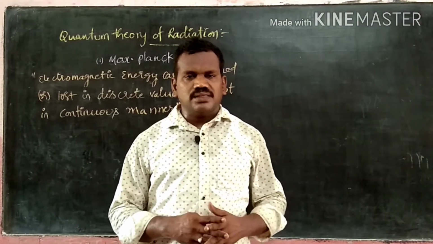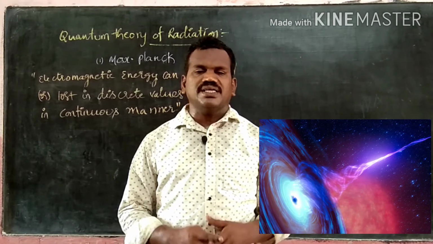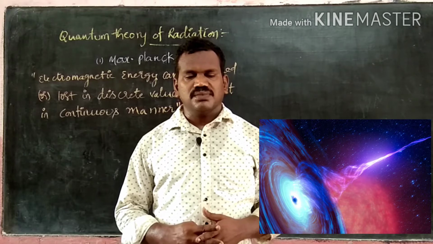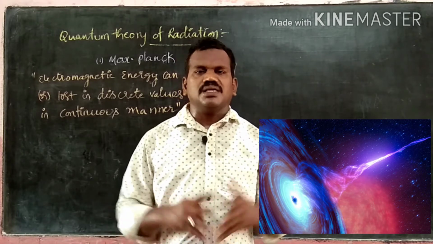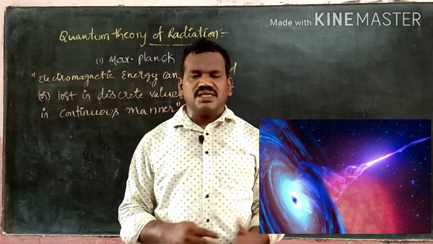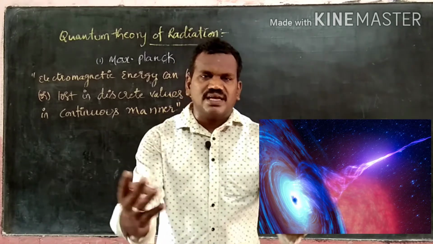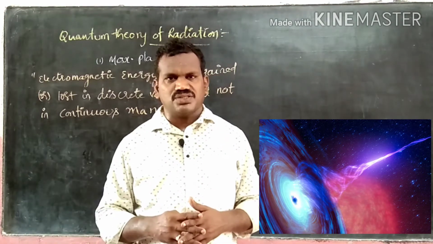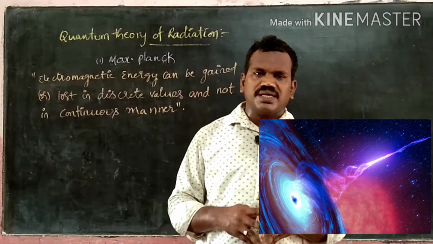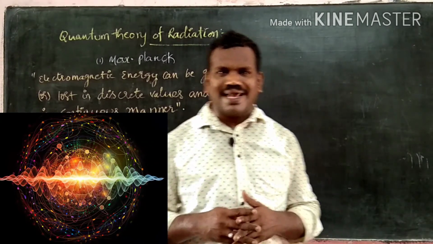What is a black body? Of course, it is not a body, it is an area in space. In a particular area of space, a large amount of energy is gathered. It absorbs an enormous amount of energy and emits an enormous amount of energy. So a particular region of space where a large amount of energy is present is called a black body.